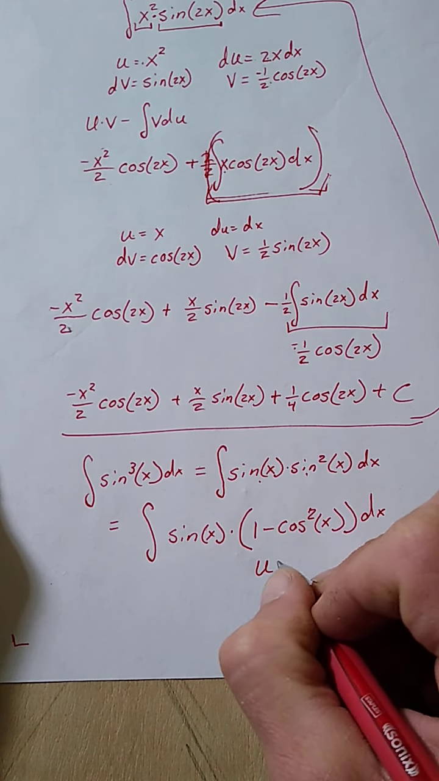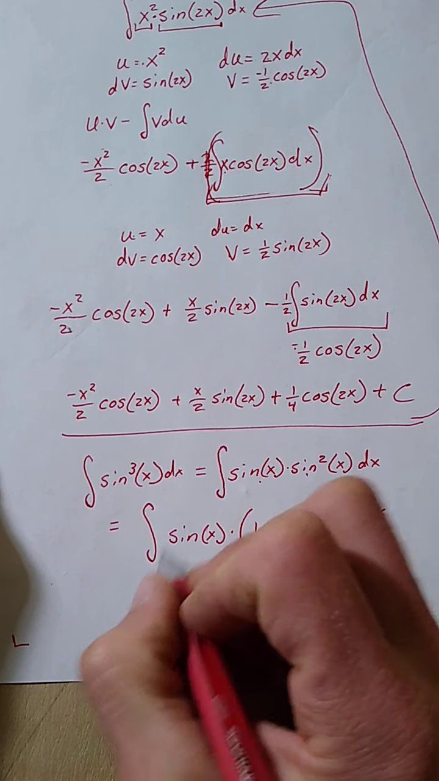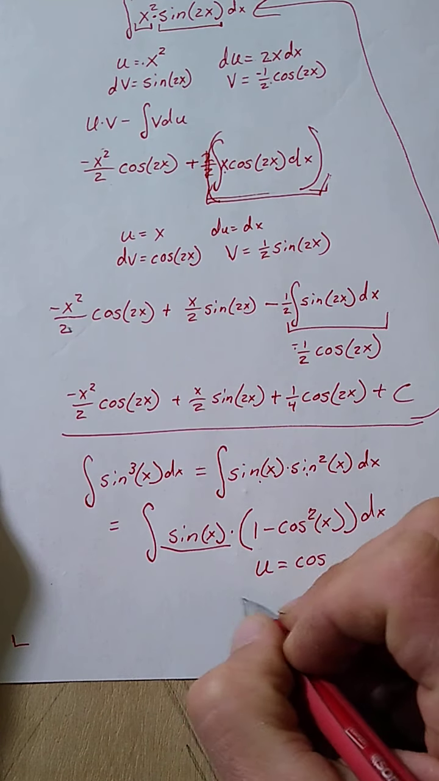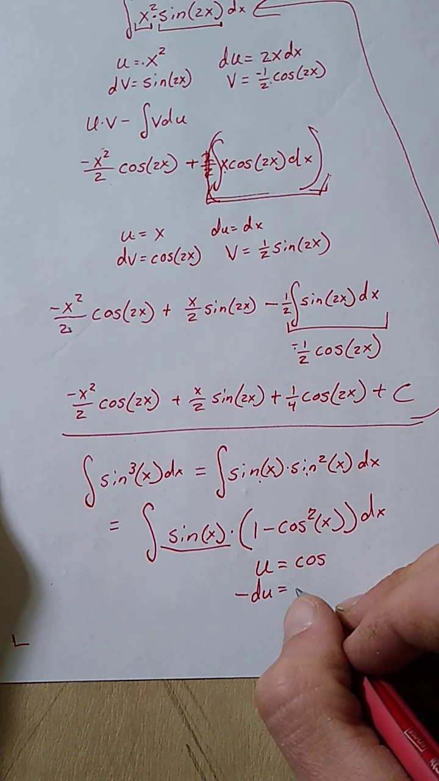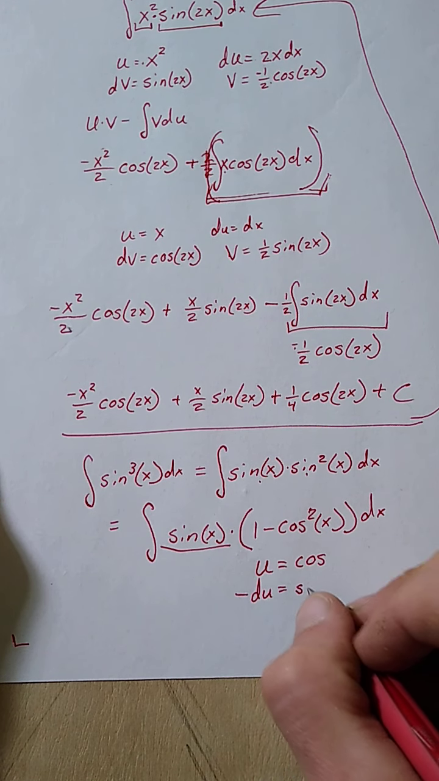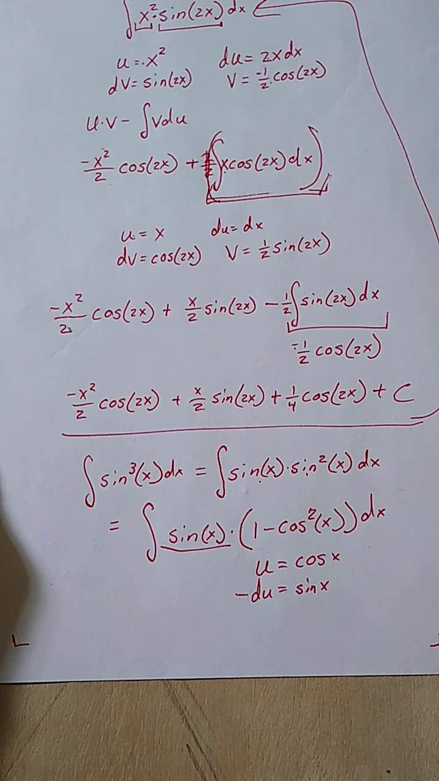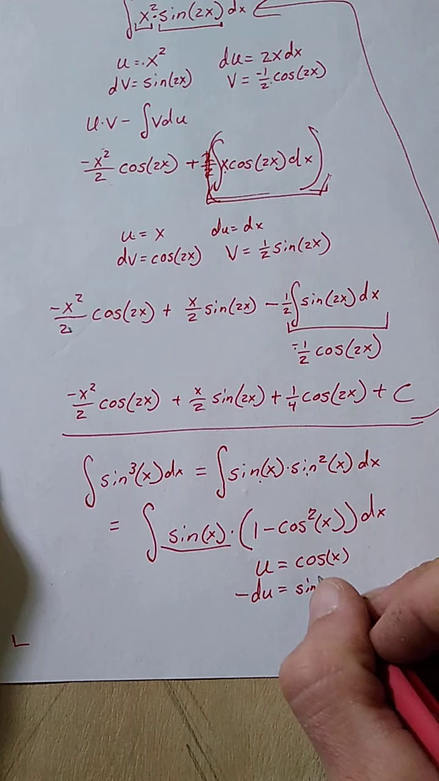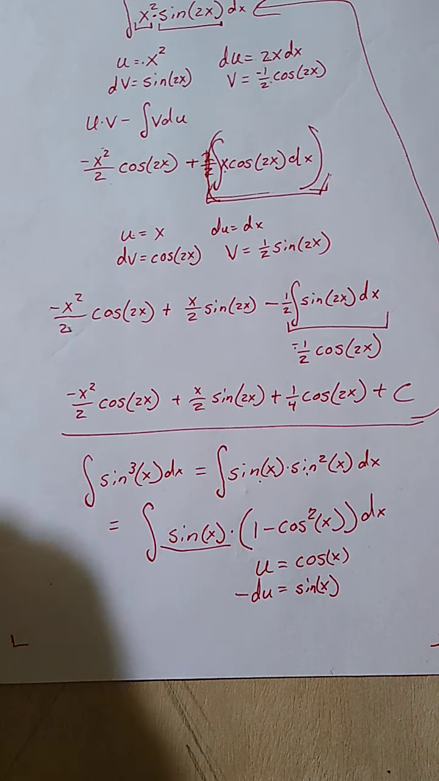And then I can let u equal cosine x, and negative du will equal sine of x dx. Okay, so that one's actually just a u du substitution hidden inside. It's probably easier to solve it that way rather than the other way around.